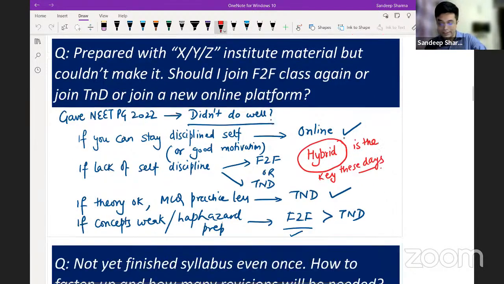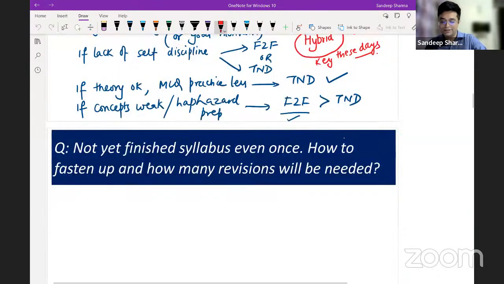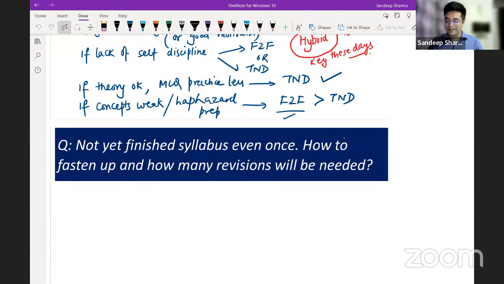And again, Khaleel sir, this is a very common query we get. In fact, you and I were talking about it also some days back. So students often say, sir, not yet finished syllabus even once. How to speed up my preparation and how many revisions will be needed? Because there are certain toppers who give interviews and they say I did 7-8 revisions. There are some people who say 1 to 2 good revisions are enough. Sir, what is your take on this?